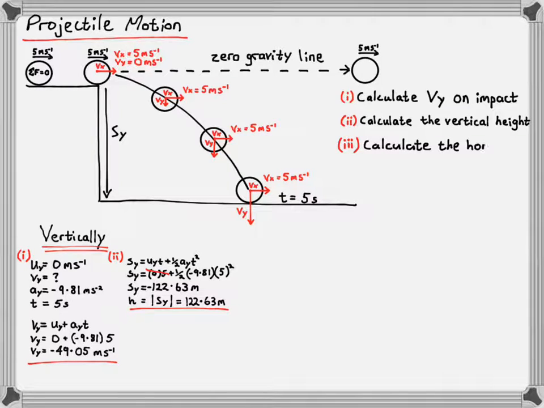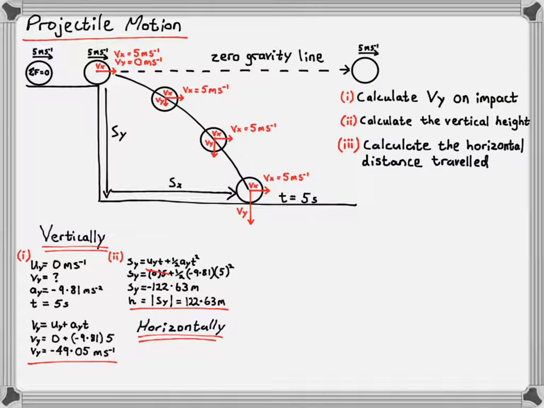Another question. What if we wanted to calculate the horizontal distance traveled in those 5 seconds? So now we need to deal in the horizontal plane, and we're looking for this displacement here, Sx, the horizontal displacement, or displacement in the x direction. So how far will the stone travel horizontally in those 5 seconds? Now we forget about the vertical and we deal only in the horizontal.